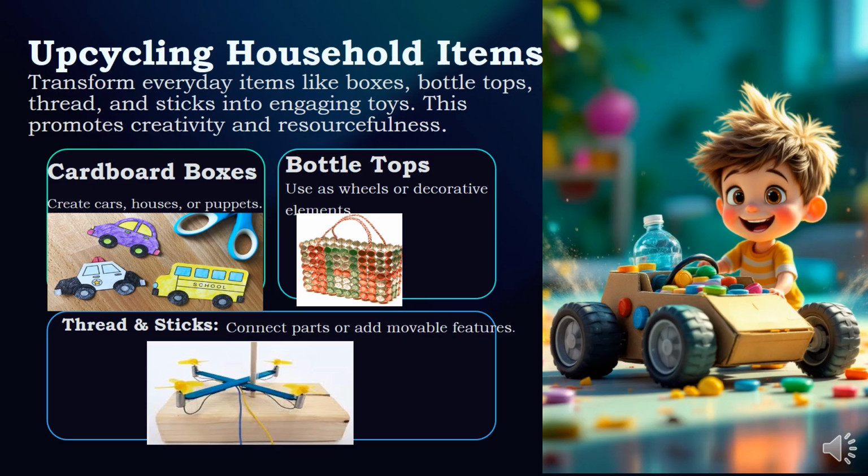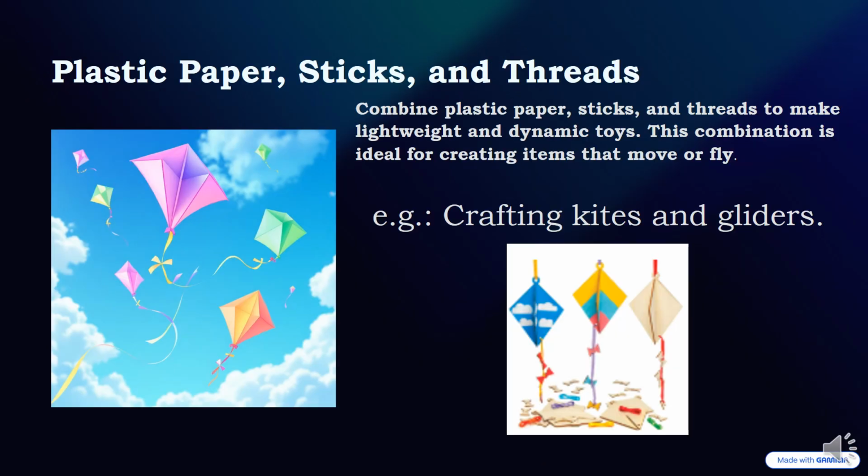Combining plastic, paper, sticks, and thread makes a lightweight and dynamic toy. This combination is ideal for creating items that move or fly. For example, crafting kites and gliders. You can create something that flies by using paper, thread, and similar materials.